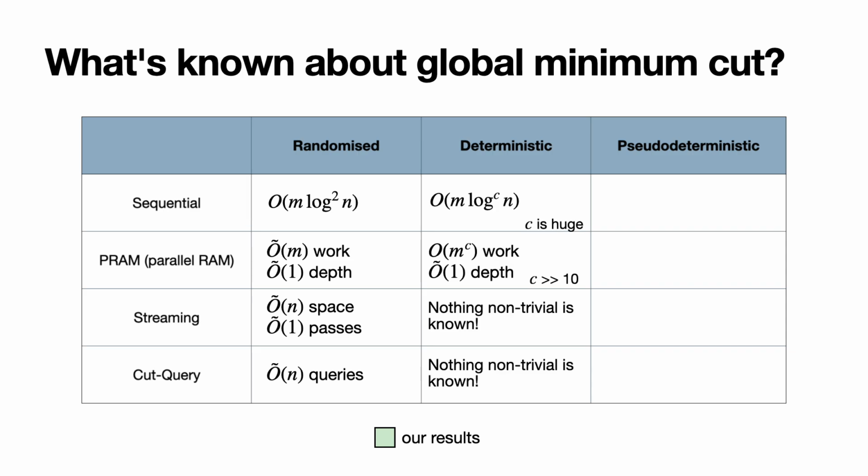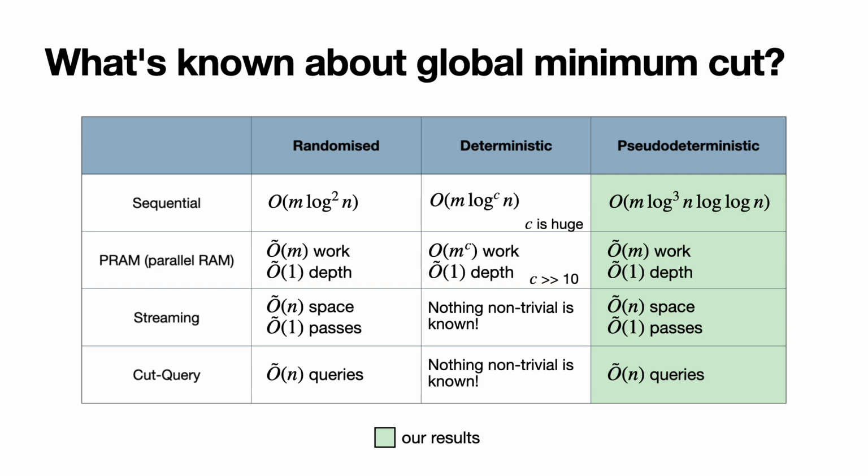In the deterministic setting, the sequential model has a nearly optimal algorithm. However, I would note that the log factors are quite large and it's not really practical. The parallel setting has a very, very inefficient algorithm, right? So very large polynomial work with polylog depth. In the streaming and cut query setting, nothing deterministic is known. In the pseudo-deterministic setting, in our paper, we essentially match the randomized bounds up to log and log n factors in all models.